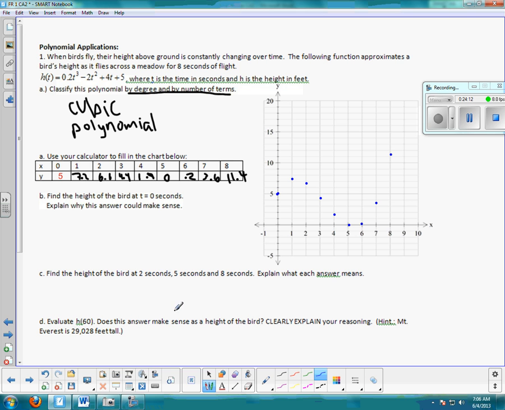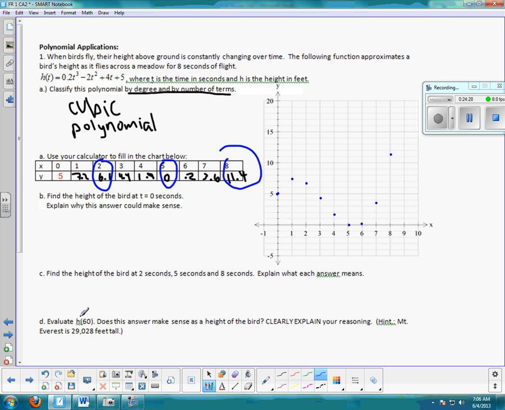So find the height at 2, 5, and 8 seconds. Well, we pretty much have done that. At 2 seconds, it's 6.6. At 5 seconds, it's at 0. And at 8, it's 11.4. What does that mean? Well, at 6.6, it's in the air, and at 0, it's on the ground, and at 11.4, it looks like it's taking off.